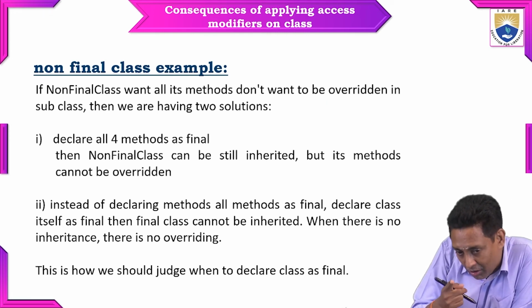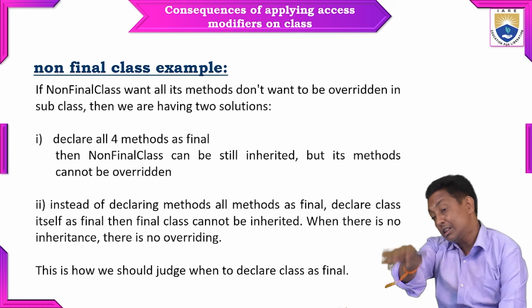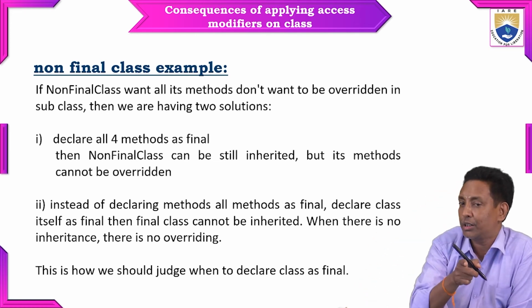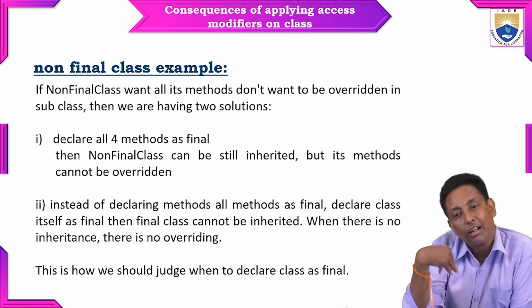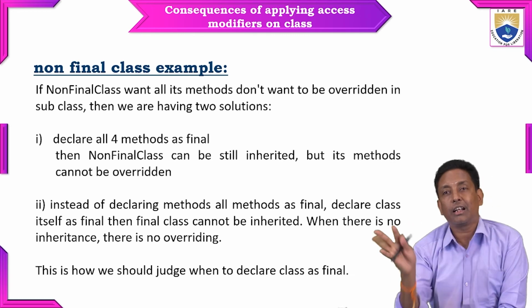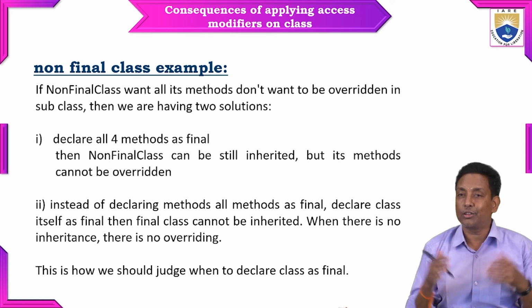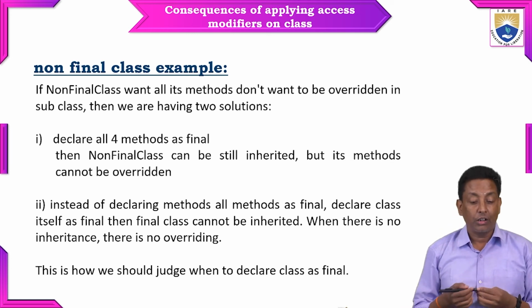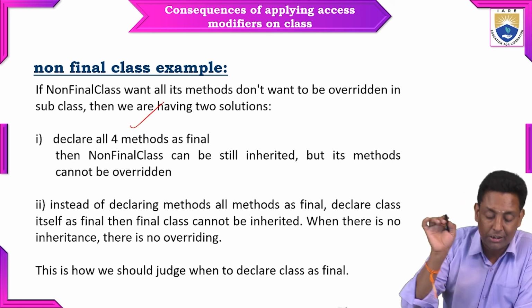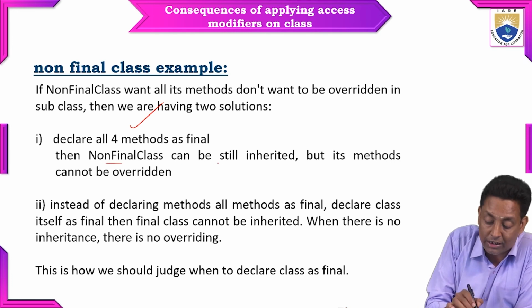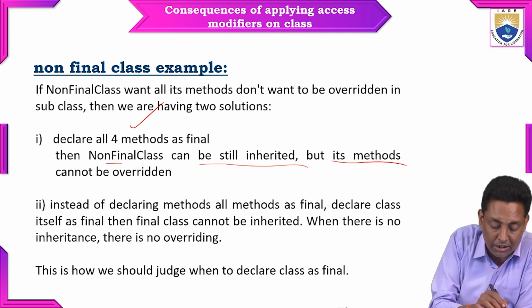Option one: declare all your methods as final. Your class can still be inherited, but no method can be overridden. Second, declare the class itself as final. It cannot be derived or inherited. When there is no inheritance, there is no overriding. That's all. Declare all the methods as final, and the non-final class can still be inherited, but its methods cannot be overridden.